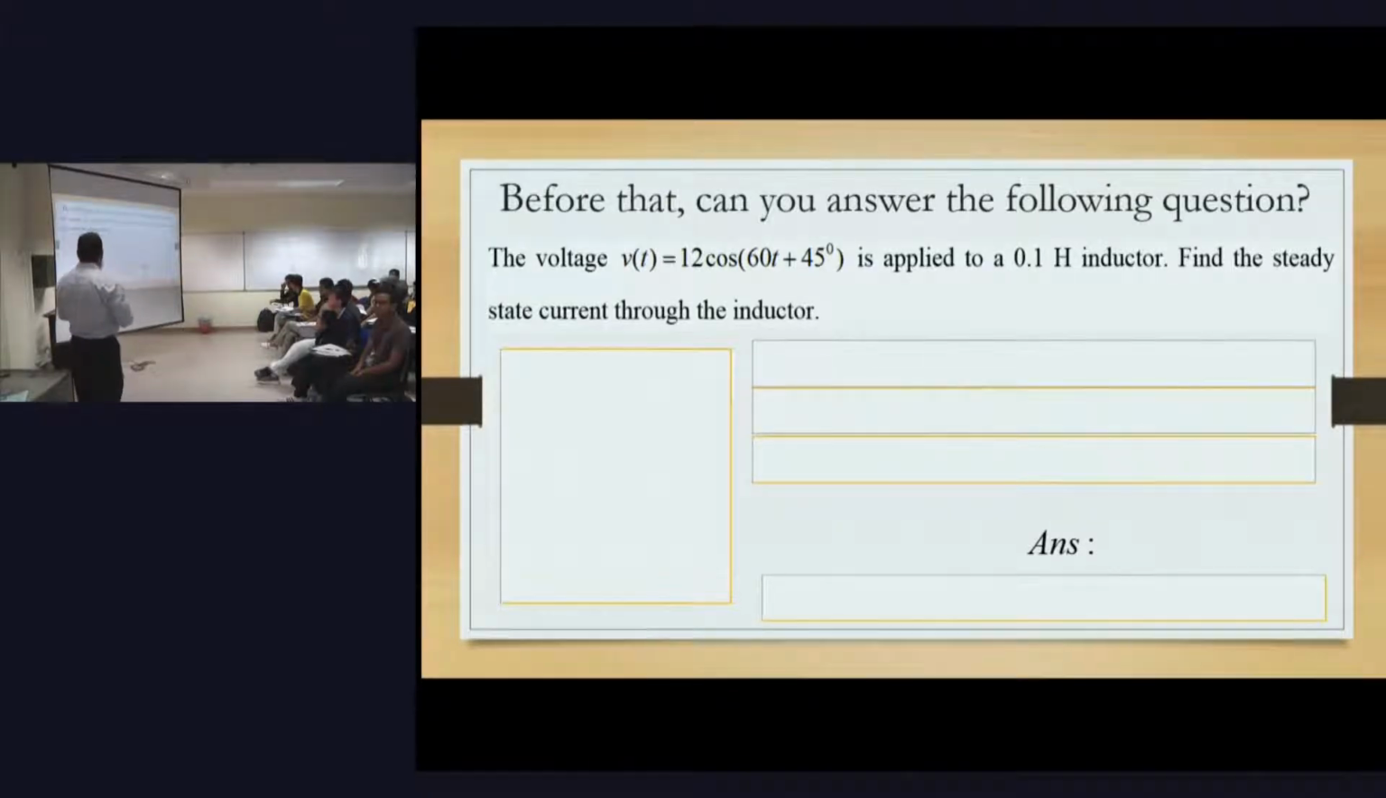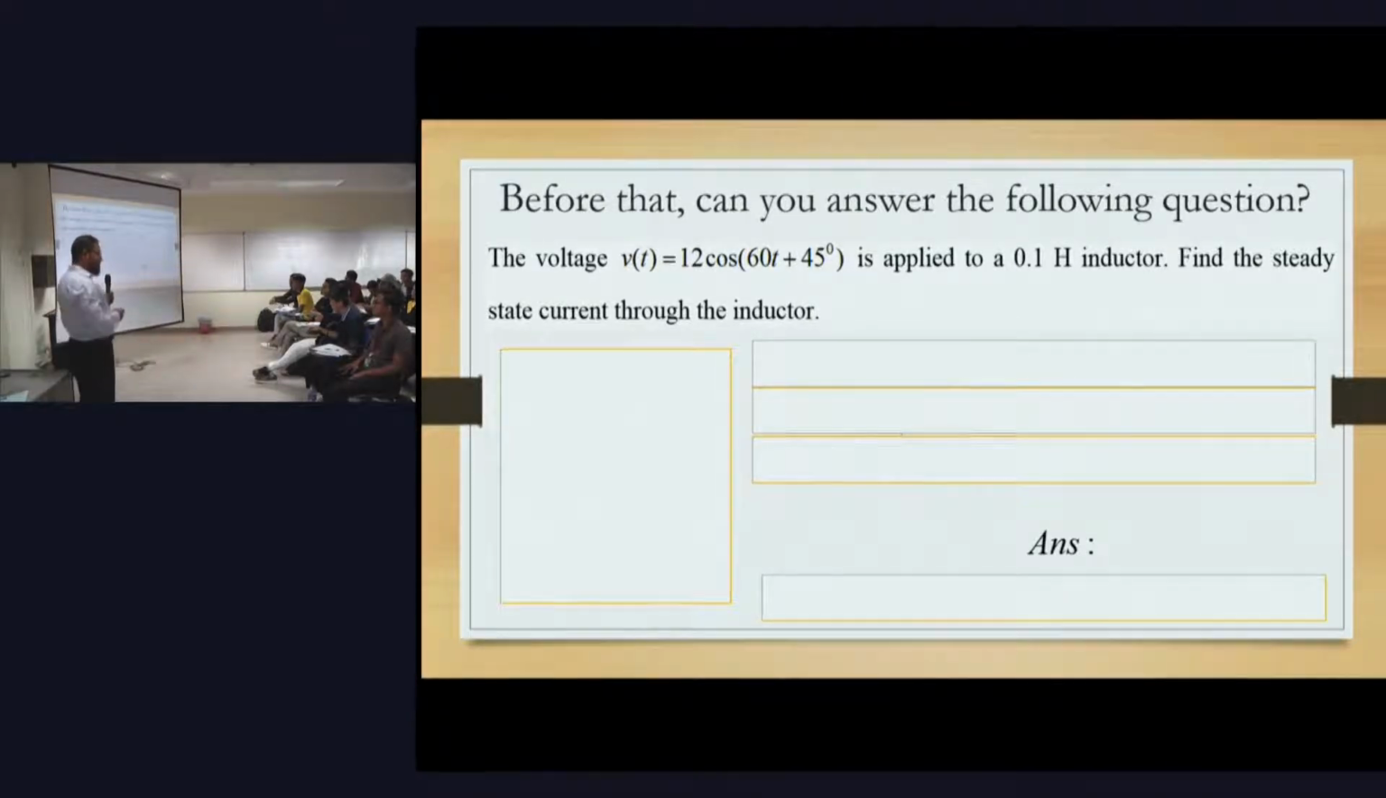All right, so we have a voltage Vt which is equal to 12 cos of 60t. So 60, what is 60? Omega is the angular frequency. And 45 degrees obviously will become the angle of the phasor because it's already in cos form. It is applied to a 0.1 Henry inductor. So inductance of that inductor is 0.1 Henry. Find the steady state current through the inductor. Can you do it? Yes, you can.